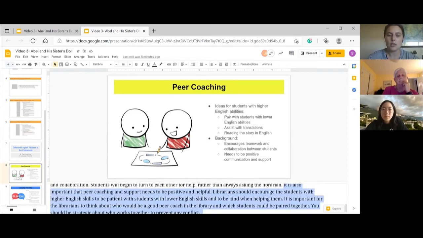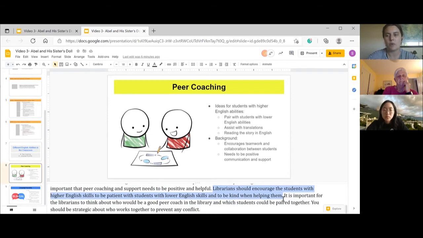And it's also important that the peer coaching and support needs to be positive and helpful. So your librarian should really encourage the students with the higher English levels to be patient with other students and to be kind when helping them. Because it's not easy learning a new language, and everyone is starting at different levels. So it's really important to be patient and kind and encouraging.